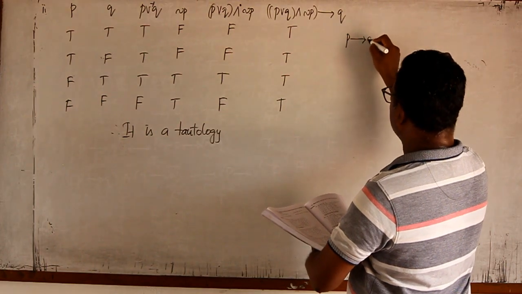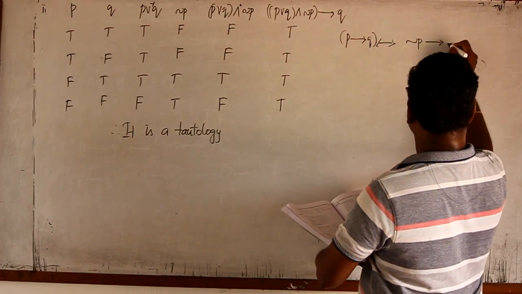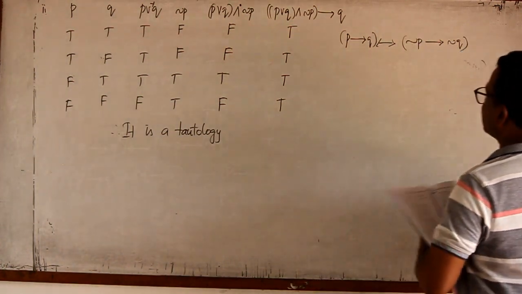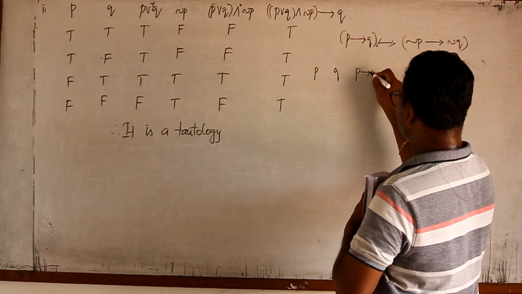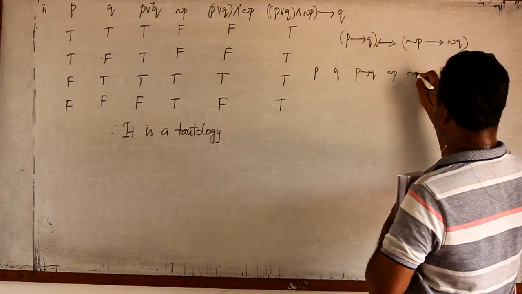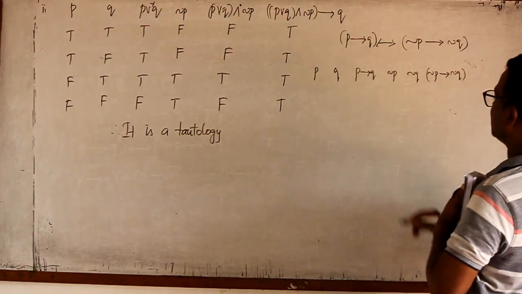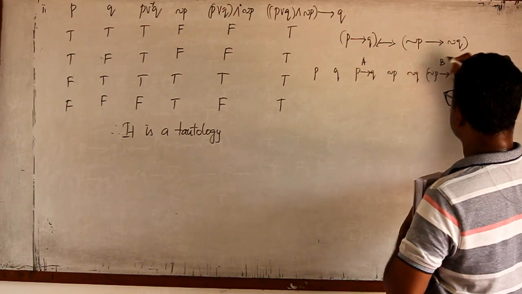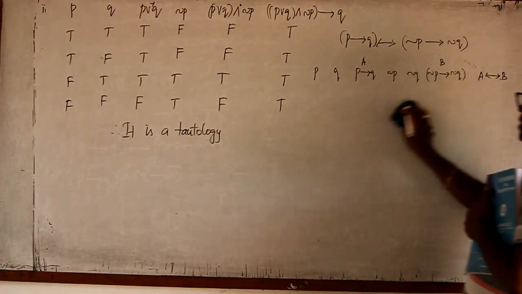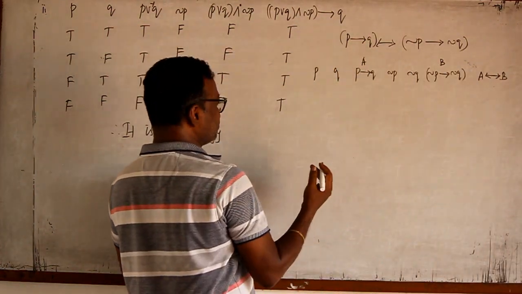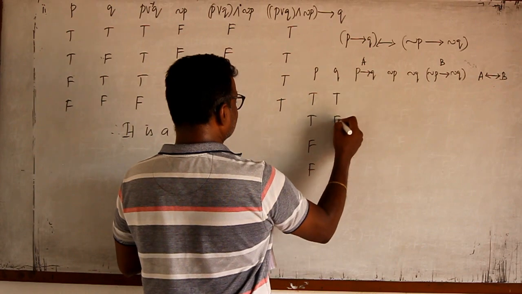Third one is P then Q, if and only if negation of P, then negation of Q. So we shall find this one separately. That is P, Q, P then Q. Then negation of P, negation of Q, negation of P then negation of Q. So if I keep this one as A and this one as B, then A if and only if B. P means only 2 sets, therefore 4 elements. T, T, F, F. Here T, F, T, F.